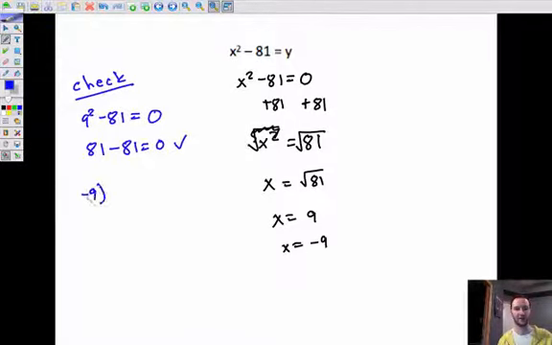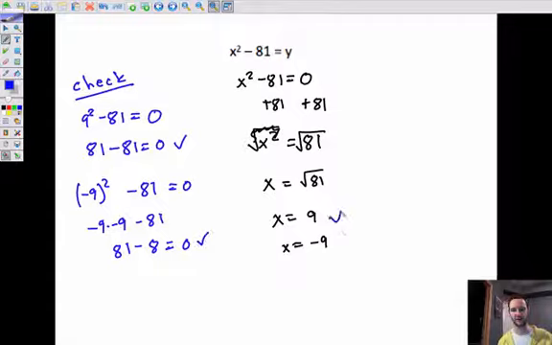Do the same with negative 9. Negative 9 times negative 9 minus 81. That's 81 minus 81, and that does equal 0. So that works, and so does that one. So those are our two solutions. X could equal 9, or X could equal negative 9.